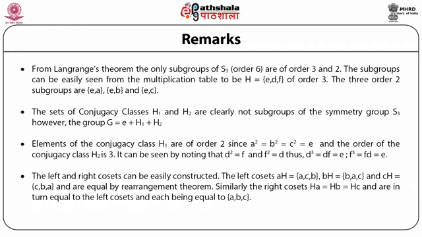Further, the left and right cosets can be easily constructed. The left coset AH, multiplying all the elements of the subgroup H from the right, is A, C, B, and the cosets BH are B, A, C, CH is equal to C, B, A, and they are all equal by rearrangement theorem. Similarly, the right cosets HA is equal to HB is equal to HC and are in turn equal to the left cosets and each being equal to A, B, C. Thus, for the symmetry case, the left and right cosets are all equal and consist of three elements A, B, and C.